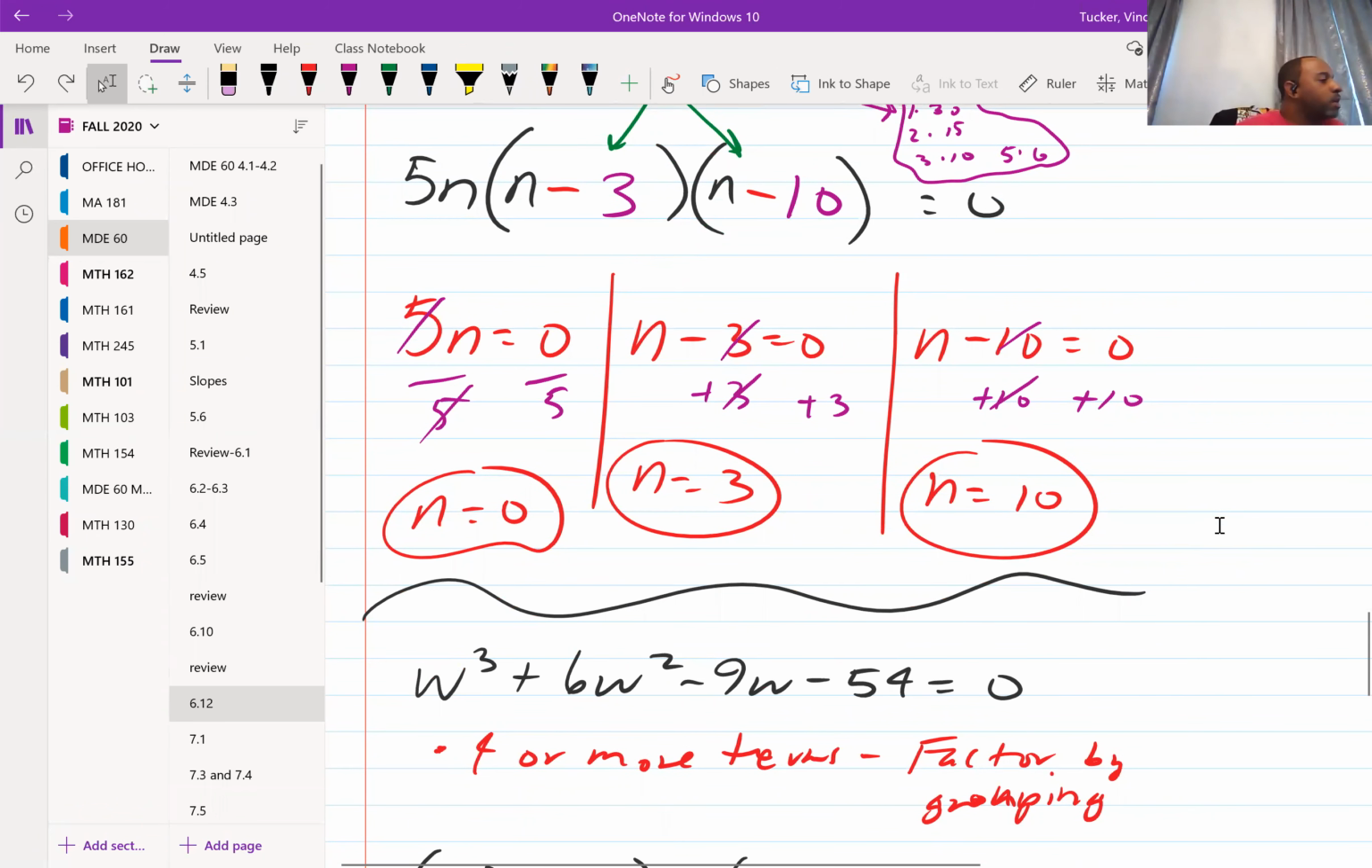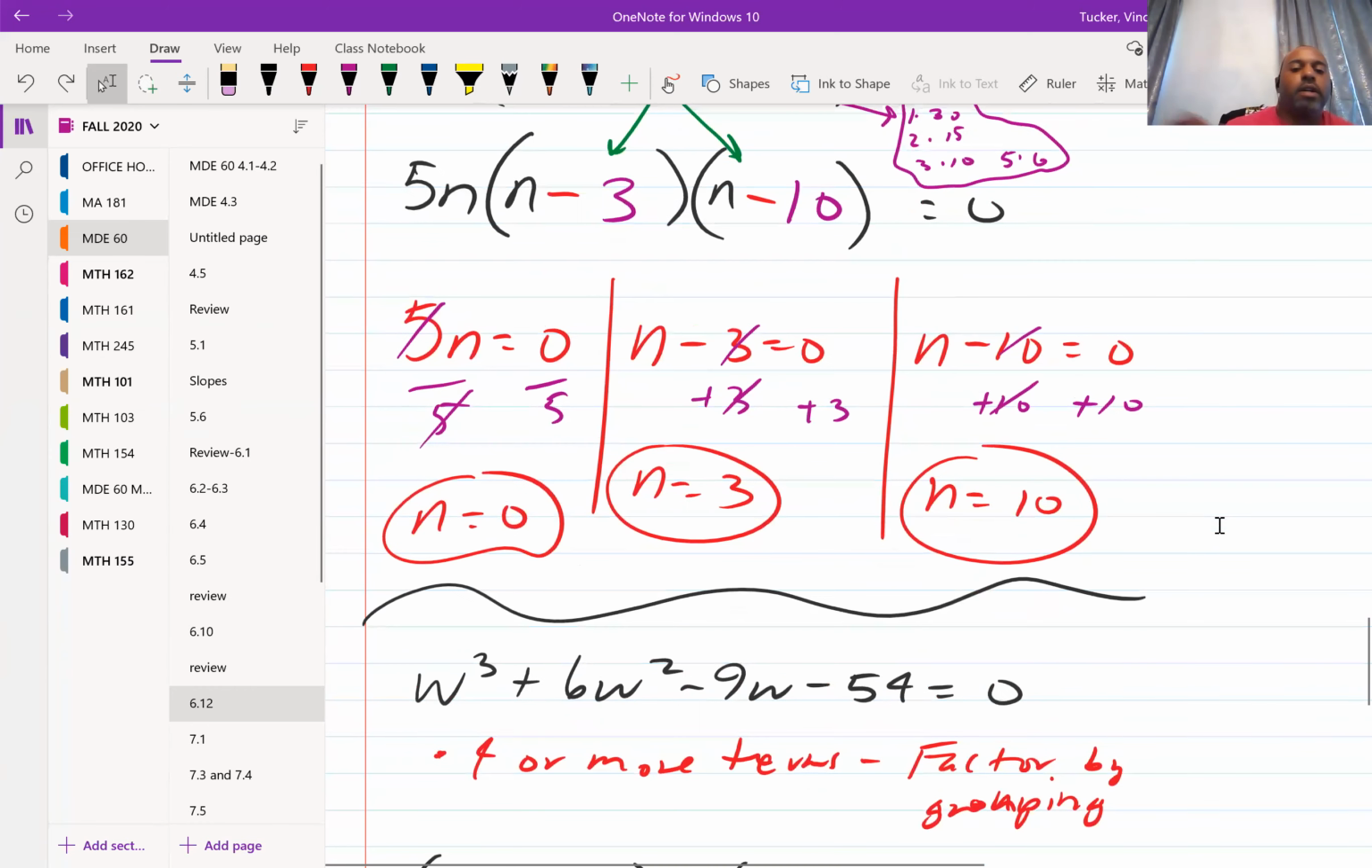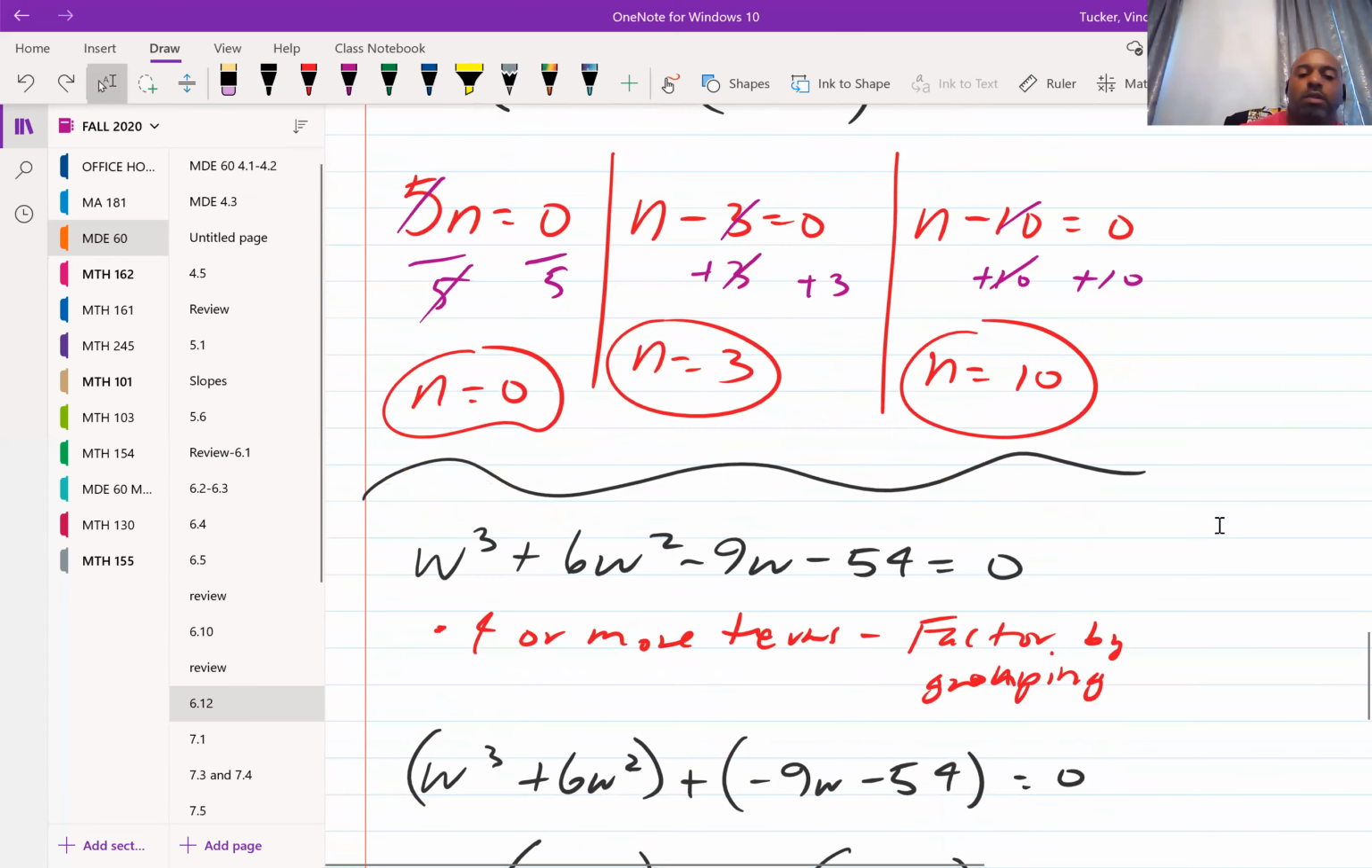All right, let's look at another one. I think this is the last one though. Here, w cubed plus 6w squared minus 9w minus 54 equal to 0. Once again, if we have four terms, we're going to factor by grouping. So here is my grouping: w cubed plus 6w squared plus we have that negative 9w minus 54.